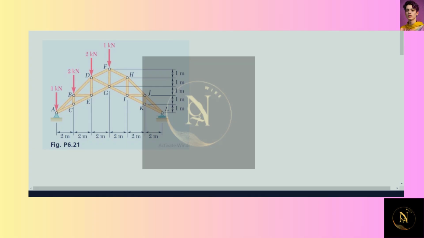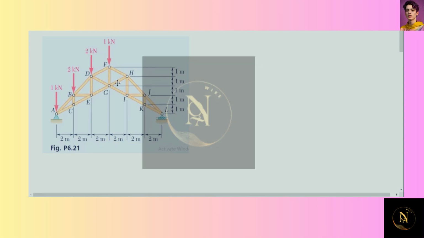So, in this question, this is symmetry. That means the part left to the FG and right to the FG is symmetry. In this question, we need to find only the part left to the FG. So here, in point A, there is a pin support.